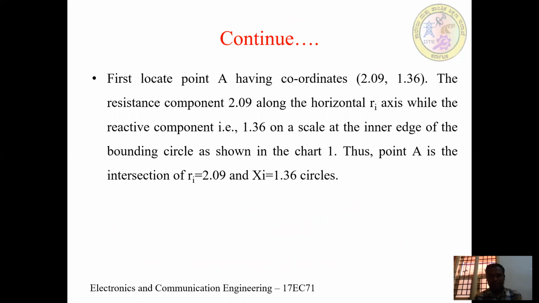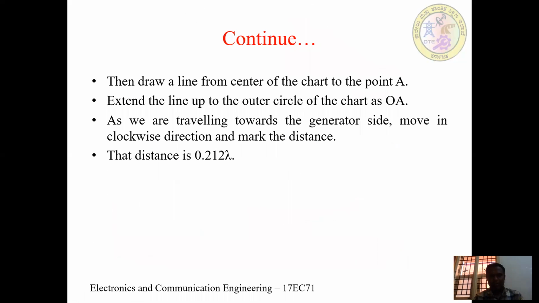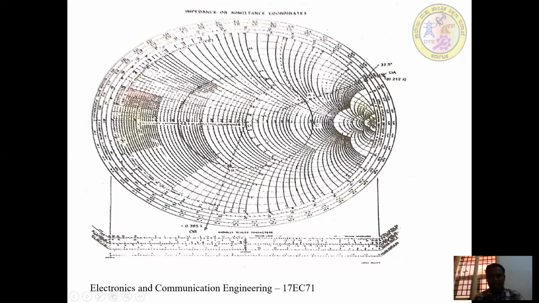Once you locate the point A, then draw a line from the center of the chart to the point A. This is the center, point O. From O to A, you need to draw the line, and you extend it up to the extreme end of the Smith chart. So this line is extended from the center to the extreme end of the Smith chart.